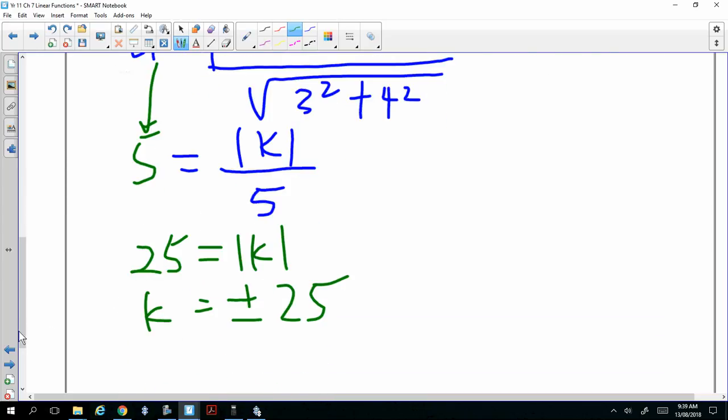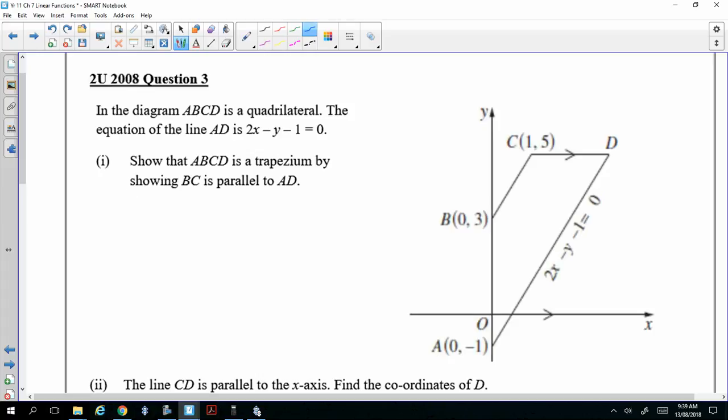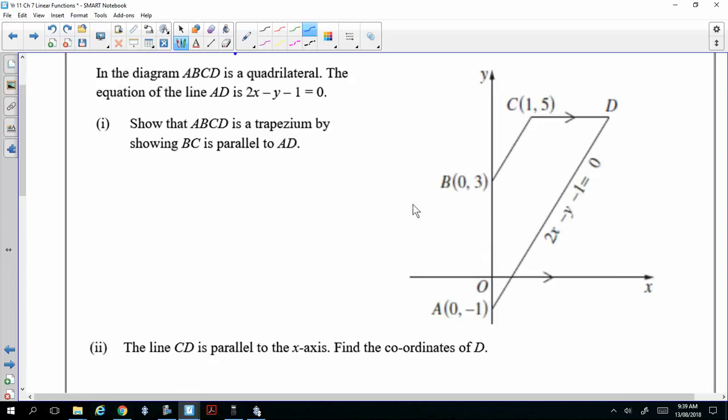Okay. Let's look at past HSC questions. Next question. On this diagram, there's a quadrilateral. The equation of the line AD is shown, which is written over here. Show that it's a trapezium. How do I show this is a trapezium? Show that the lines are parallel. How do I show they're parallel? Find the gradient. Find the gradient of BC first. What's the gradient of BC? Gradient formula. And what do you get? You get 2 over 1, 2.